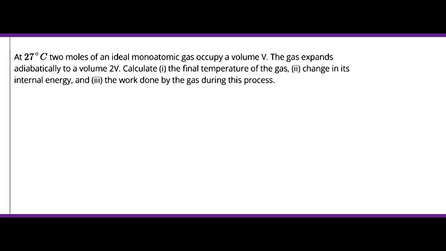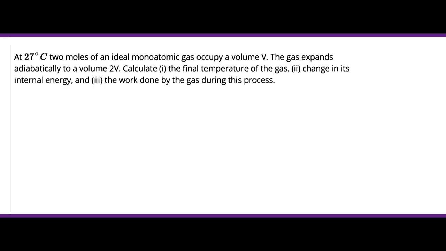Hello everyone, so the question is: at 27 degrees centigrade, 2 moles of an ideal monoatomic gas occupy a volume V. The gas expands adiabatically to a volume 2V. Now calculate the final temperature of the gas, the change in its internal energy, and the work done by the gas during this process.